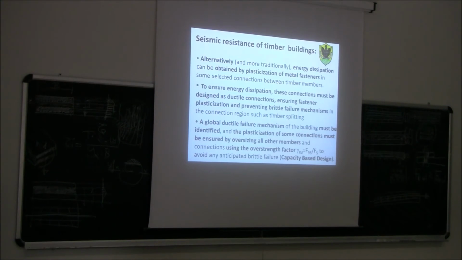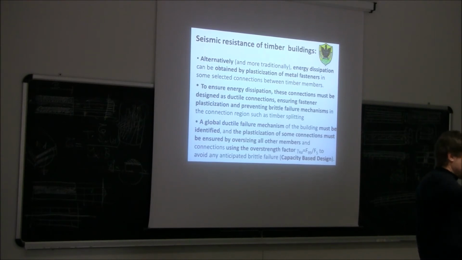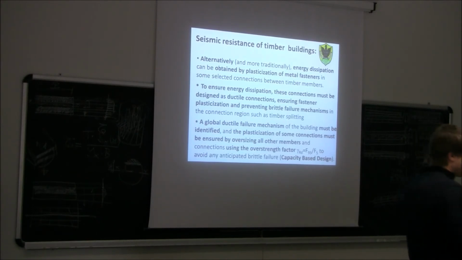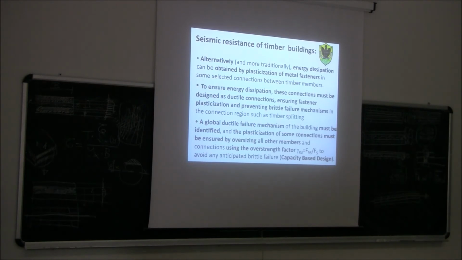Okay? So here we will have to do the same. So we will have to identify a failure mechanism. For example, in your case, the ductile failure mechanism was a frame with a plastic hinge at the base of the column and at the intersection between the beam and the column themselves. So this is the ductile failure mechanism. Then you design the member for the reduced elastic forces, and then you have to oversize, so to over-design, all the brittle members in order to make sure that this kind of brittle failure will never occur before the other one. Okay?